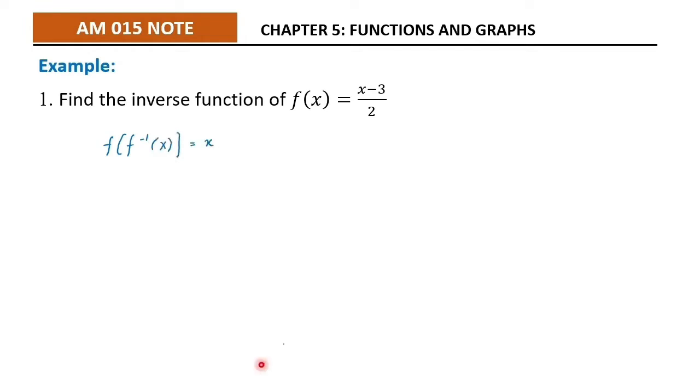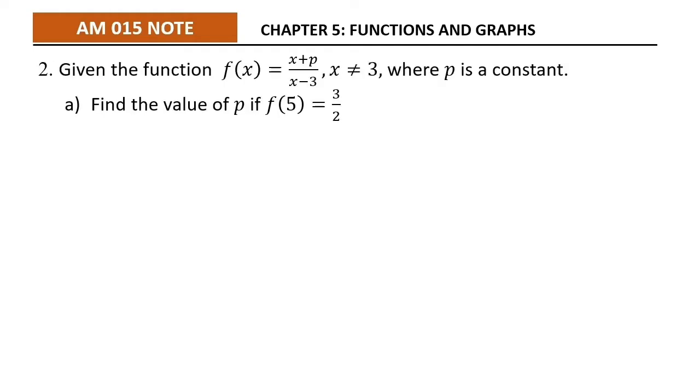f is (x minus 3) over 2. x is now f inverse, minus 3 over 2 equals x. Then we need to find f inverse, so 2 and negative 3 need to move to the right hand side. So we have f inverse equals 2x plus 3. So this is the function for f inverse.